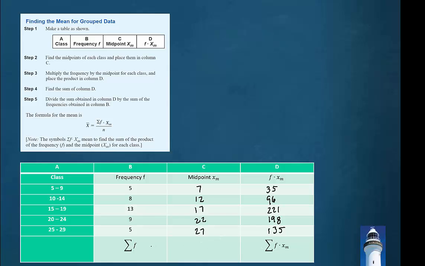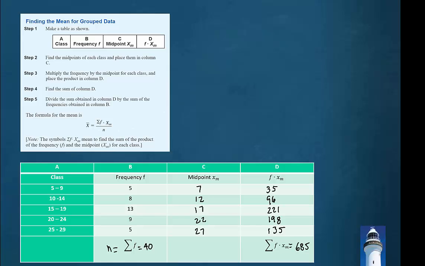Now we would find these sums. The sum of the frequencies will actually give us the size of the data set. The number of data values in each class, added up, would give us how many values there are in the data set. That sum is 40 when we add 5, 8, 13, 9, and 5. The products of the frequencies and the midpoints, 35, 96, 221, 198, and 135 added together, will give us 685.